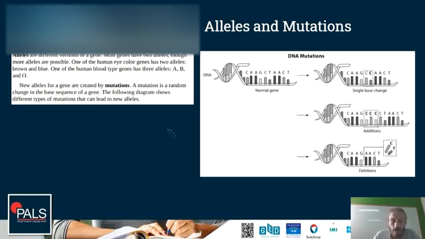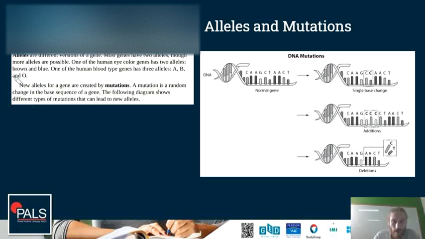All right, a new term: alleles. Alleles and mutations. Alleles are different versions of a specific gene. So each gene can have different types of alleles. Most genes have 2 alleles, though more alleles are possible for a single gene. For example, one of the human eye color genes has 2 alleles, brown color and blue color.